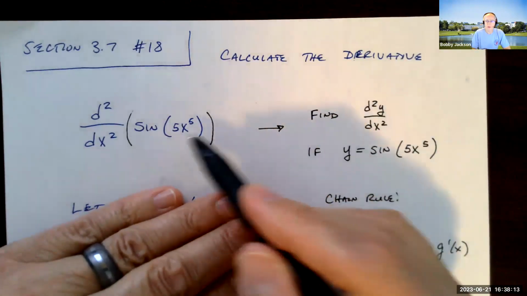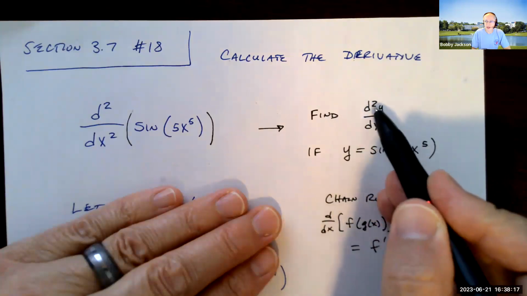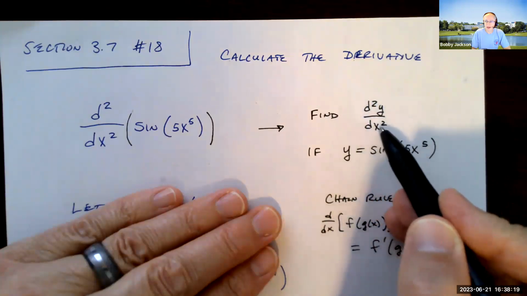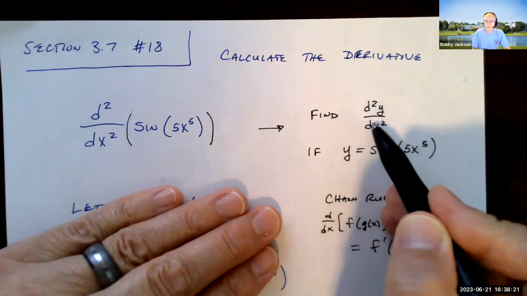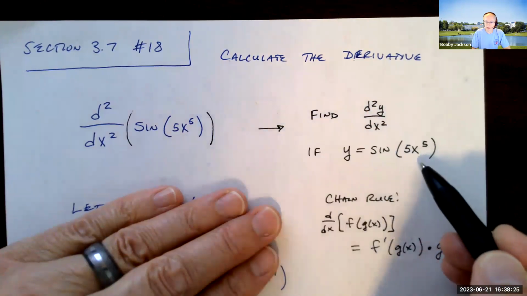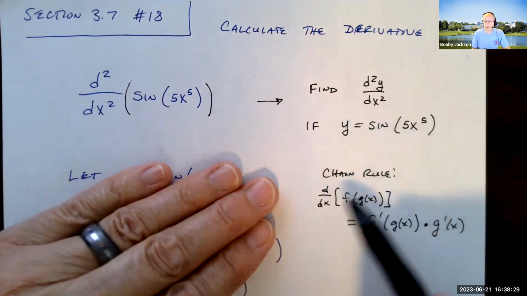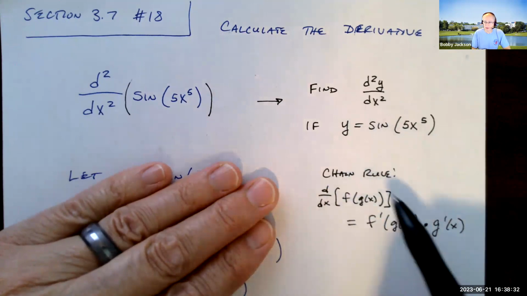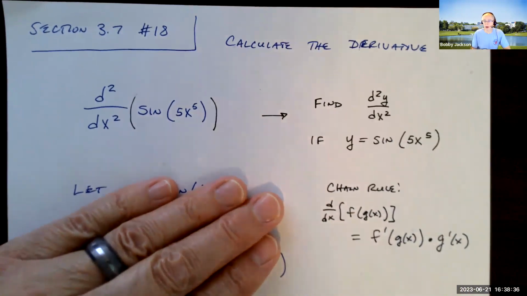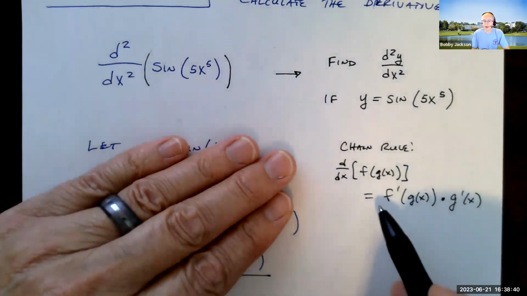This is the notation for the second derivative of y with respect to x, right? This is the Leibniz notation if y is equal to sine of 5x to the fifth. In this problem, we're going to be using the chain rule. Obviously this whole section, we've been using that quite a bit, and from here on out, we'll probably be using it lots and lots as well. So we need to make sure we're clear on that.